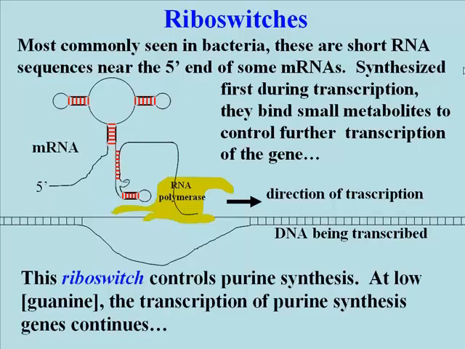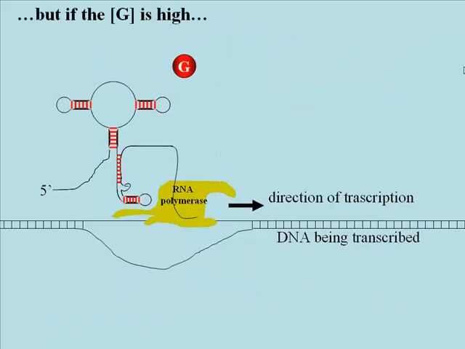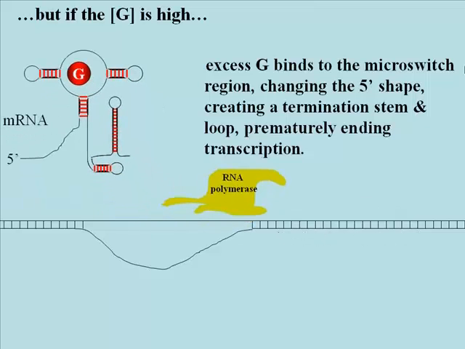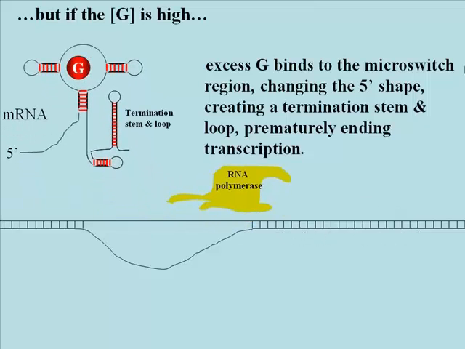If cellular concentrations of guanine, a purine base, are low, the gene is actively transcribed. But if guanine concentrations are high, the cell requires less guanine. Then the excess guanine recognizes and binds to the stem loop structure at the 5' end of the mRNA and the riboswitch region undergoes a conformational change, forming a new stem loop structure that looks and functions a lot like the transcription termination sequences that we've seen normally form at the 3' end of many prokaryotic RNAs.